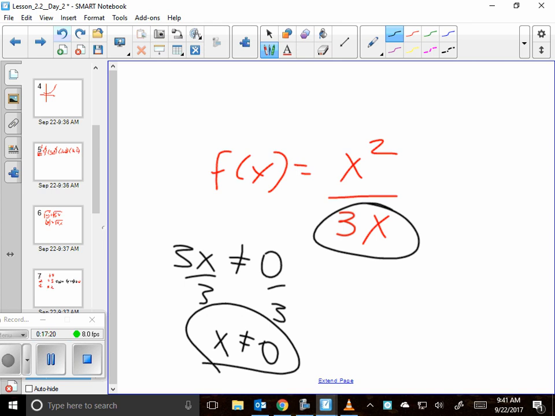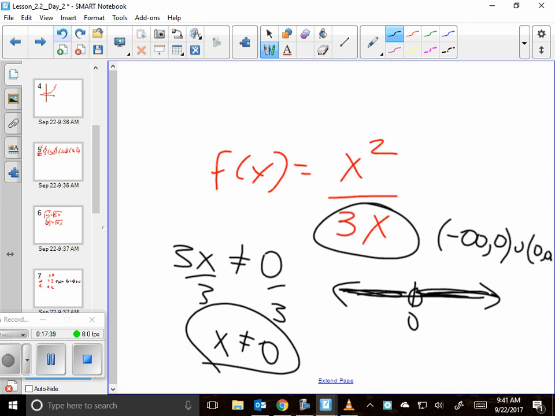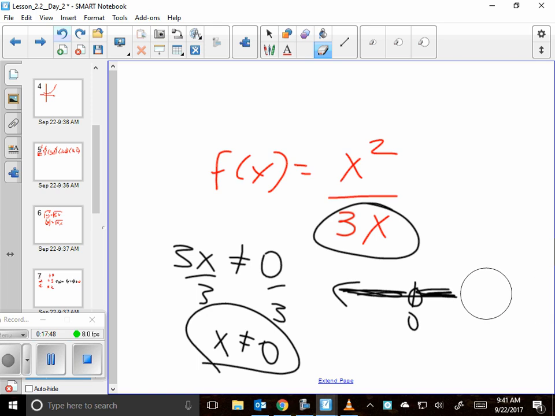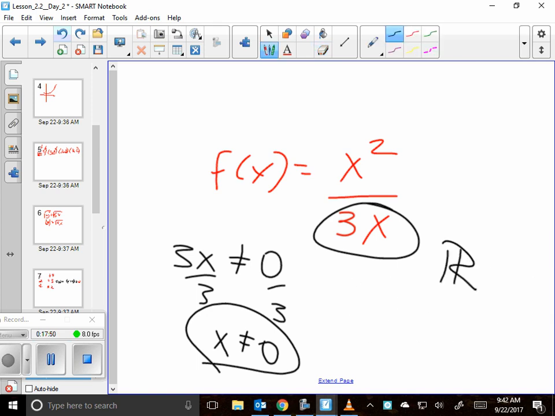So what does work? I would accept a number line answer. Everything except 0 looks like this. I would also have accepted this answer. Negative infinity, but then it stops working at 0, union with 0 to infinity. That's supposed to be an infinity sign there, sorry. Okay, that's another way to write everything except 0. And the last way I would accept is all reals except x cannot be 0. That's 3 different ways to write that answer.